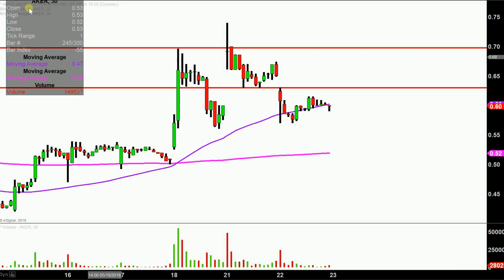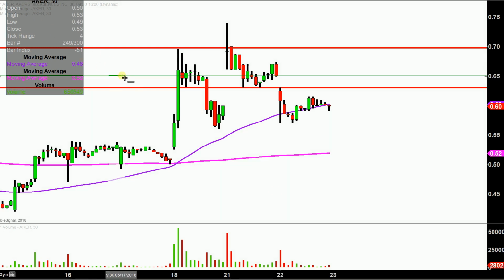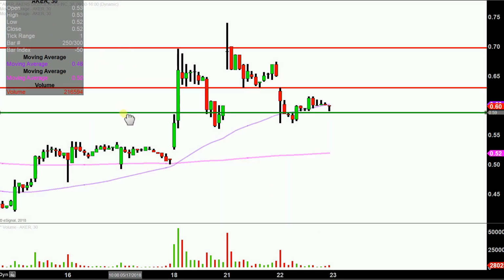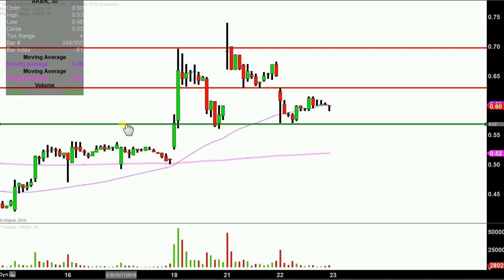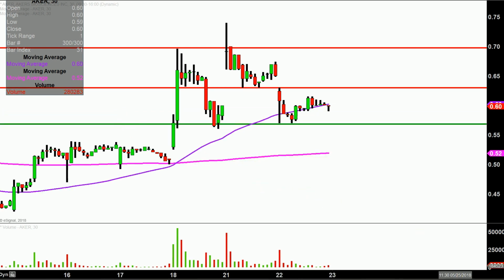But in the event the price does pull back some more, the next key level of support to keep an eye on would be down here at 57 cents, which you can see has a whole bunch of history acting as support, not only when you factor in today's price movement.